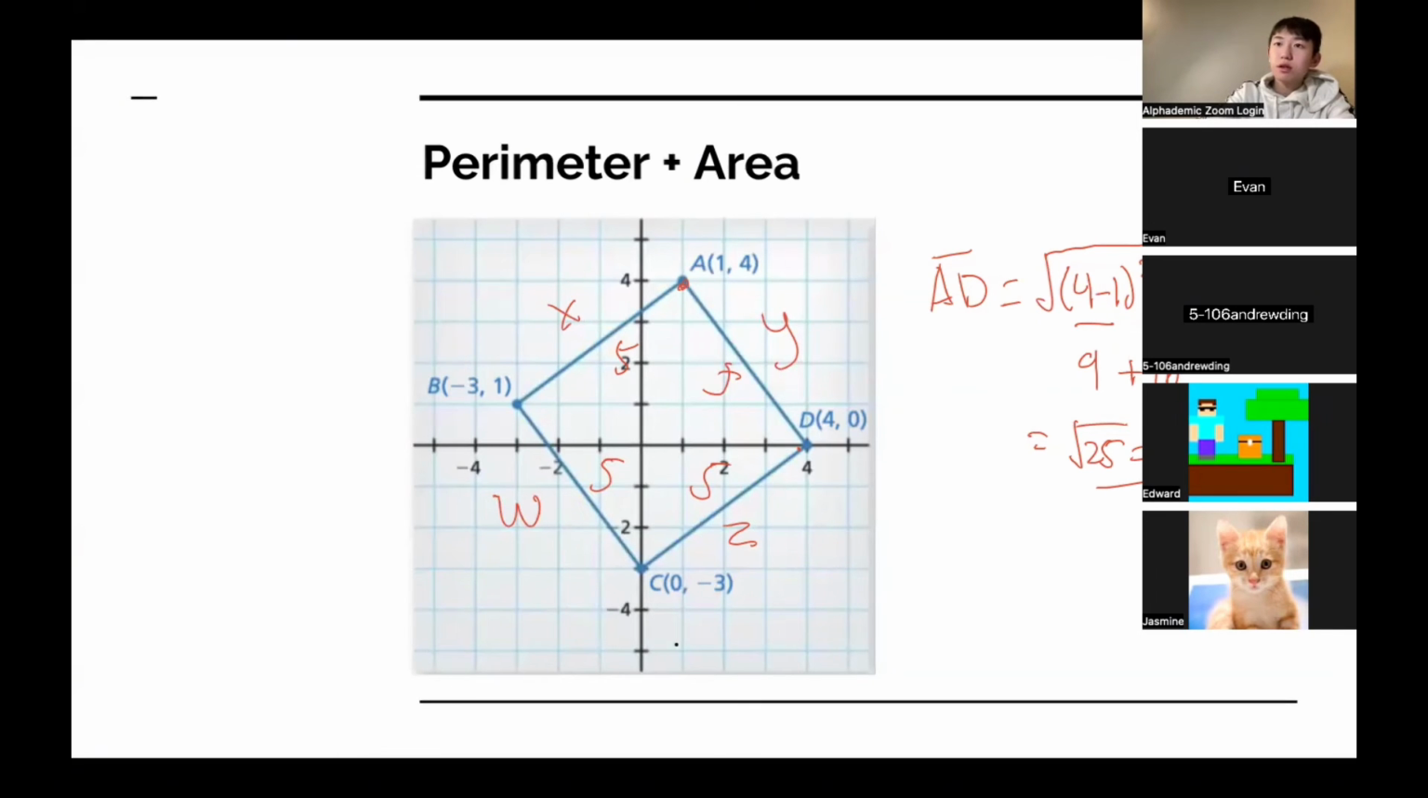All right. So for this, the perimeter would be 20 and the area would be 25 square units. For perimeter, you just add up the lengths of all the sides. So 5 plus 5 plus 5 plus 5 equals 20. And then for the area, you just multiply the length by the width, which conveniently are the same. So you would just do 5 times 5 equals 25.